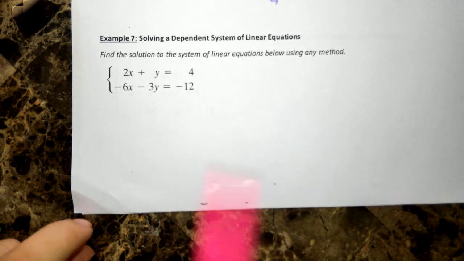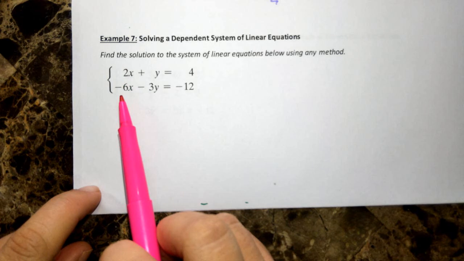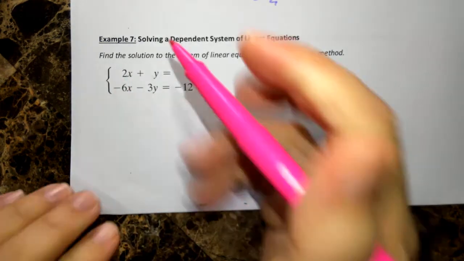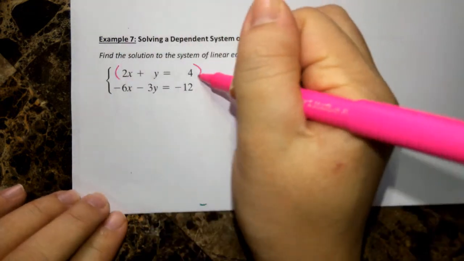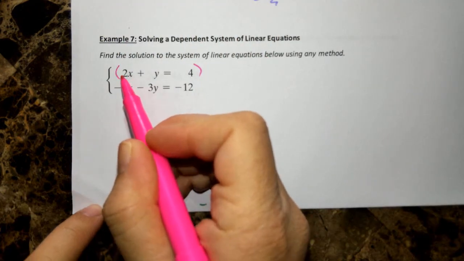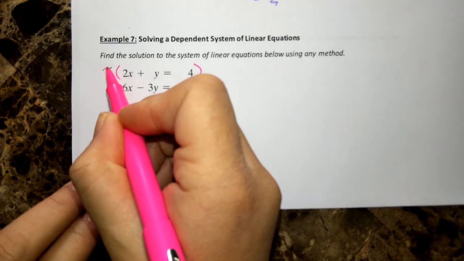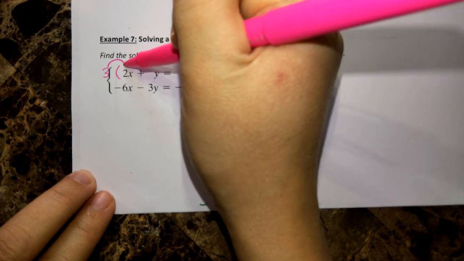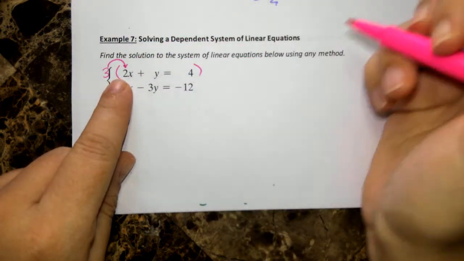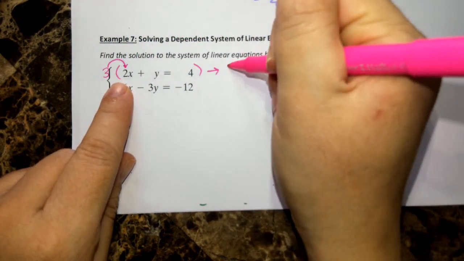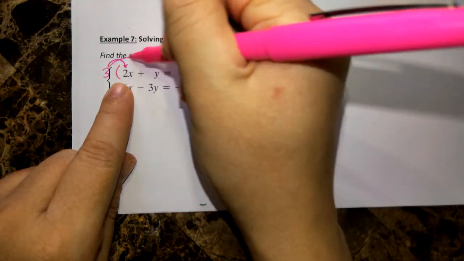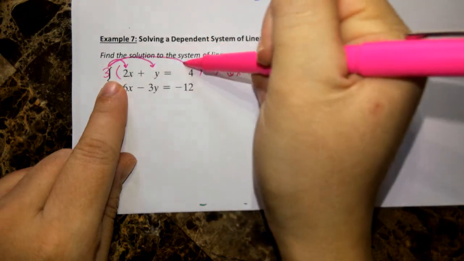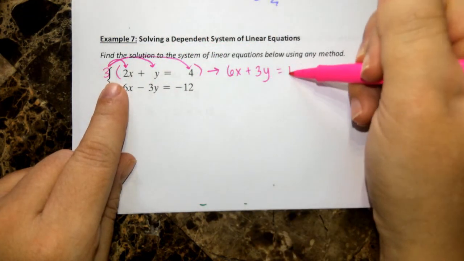If this was a positive 6 and a negative 6, that would add up. So again, if I wanted this to be 6x and negative 6x, I'd have to multiply 2 by something to get a positive 6x. What can I multiply 2 by to get positive 6? Well, I have to multiply it by 3, because 2 times 3 is 6. So I'm going to multiply the whole first equation by 3. So we're going to have 3 times 2x is 6x, 3 times y is positive 3y, and 3 times 4 is 12.